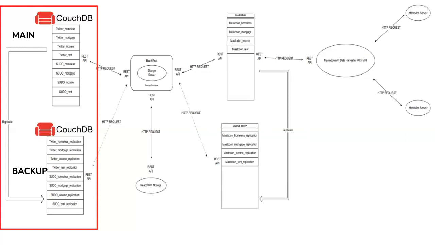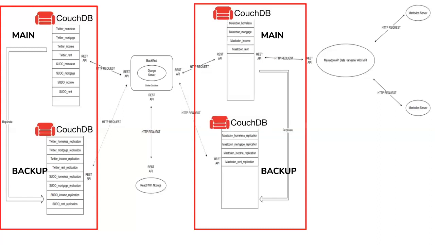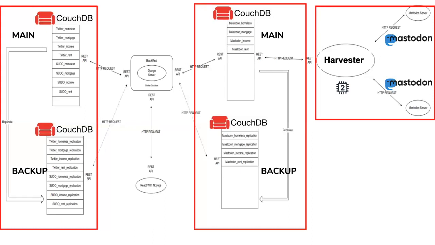And inside each CouchDB server, we store data separately based on their source and variables. So there are 8 databases in each instance. Then for the dynamic data, we have a similar structure, but this time we have one more instance as a harvester to get the ongoing data from the Mastodon APIs.